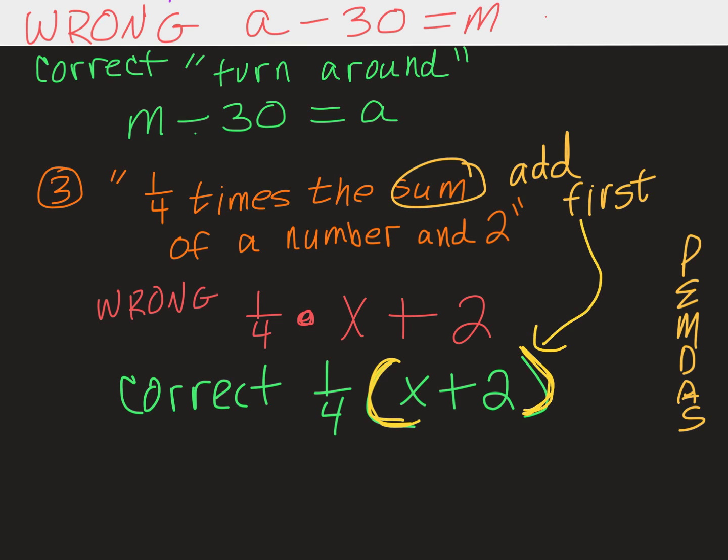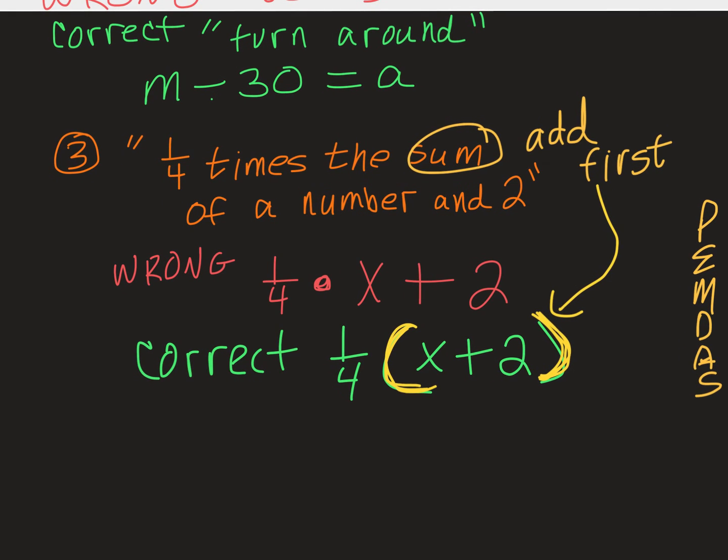Whenever you see something like 2 times the sum, you want to do that addition first. Okay? Last thing, or I'm going to pause here for a second. You also might see a question where it says like 2 times the difference. It's the same idea. Difference means subtract. You got to do that subtraction first. So we got to make sure we put parentheses around that as well.